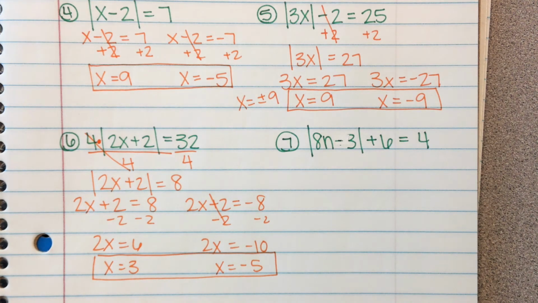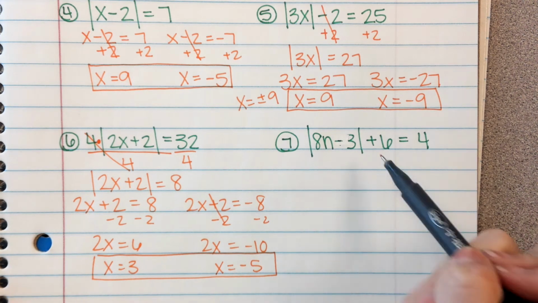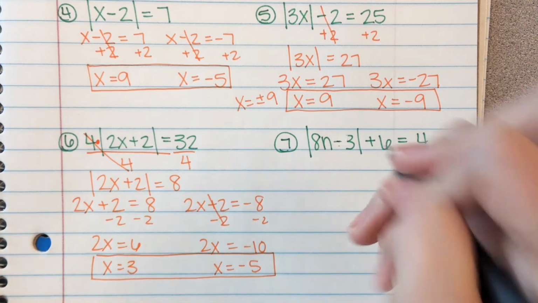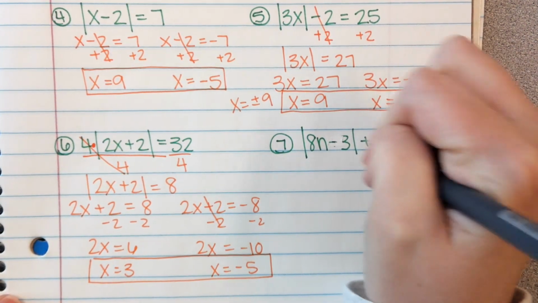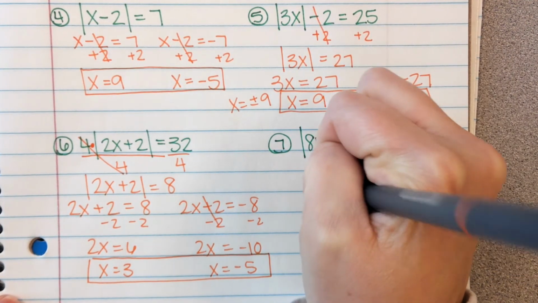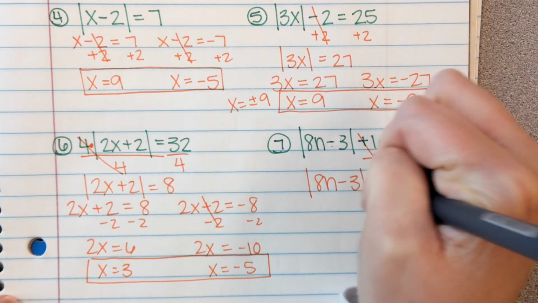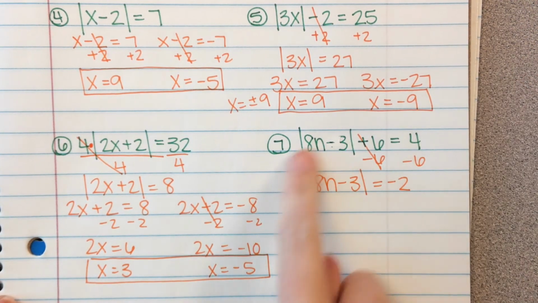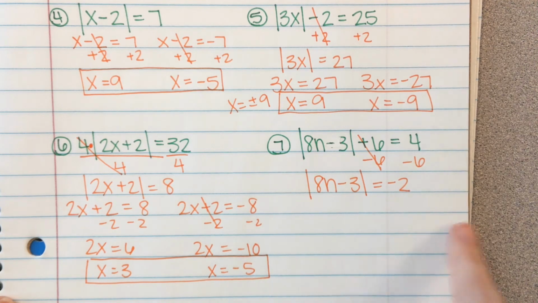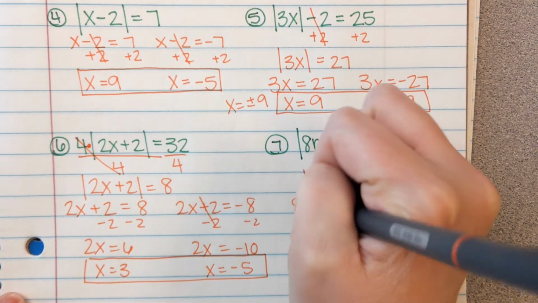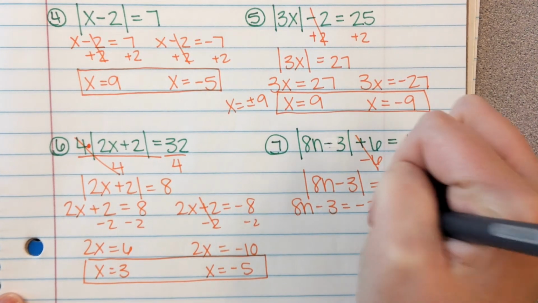Okay, let's check it. First, look at the outside of the bars. We have a plus 6. How do we get rid of it? By subtracting. So if the absolute value of 8n minus 3 equals negative 2, there's nothing else outside the bars, so make two equations. 8n minus 3 equals negative 2.